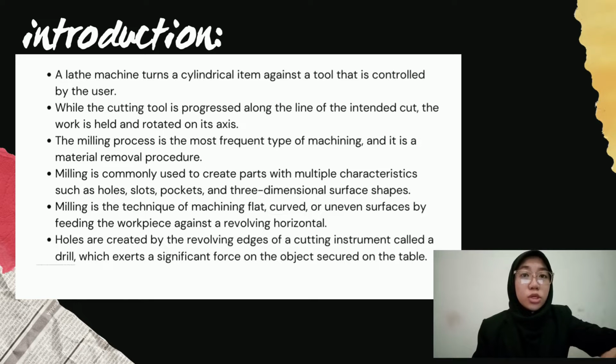And next is the drilling process. Holes are created by the revolving edges of a cutting instrument called a drill, which exerts a significant force on the object secured on the table during the drilling process. Cut the piece of metal with the hacksaw until it resembles an L shape by following the designed line.